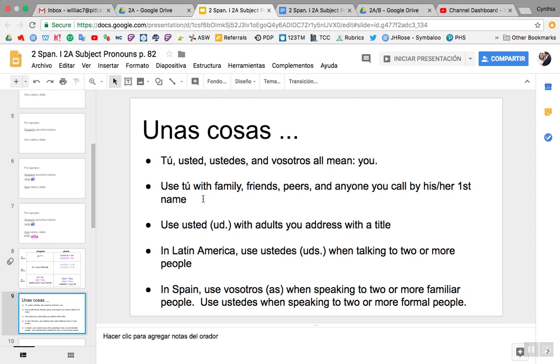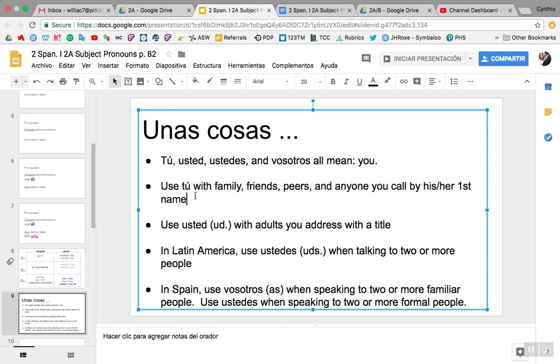Next on your paper, use tú with family, friends, peers, and anyone you can call by their first name. Like I was saying, tú is informal, very laid back way of saying you. Usted, abbreviated UD, is used with adults that you address with a title. So Mr., Mrs., Doctor, Professor, whatever it is, teacher. If you have to be formal with them, you're going to use usted.